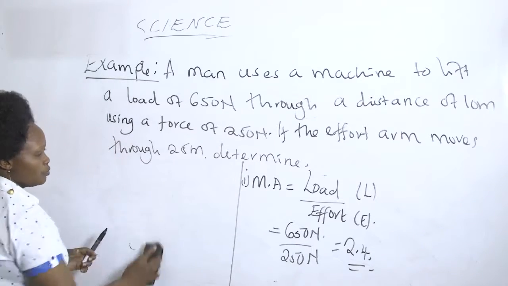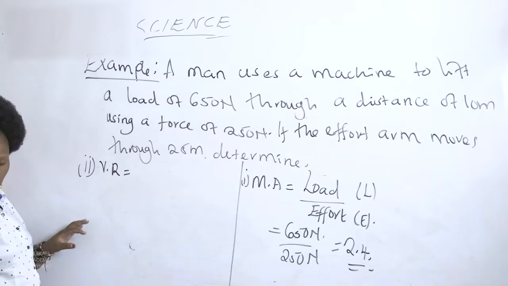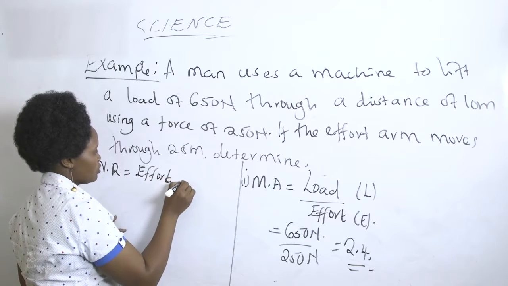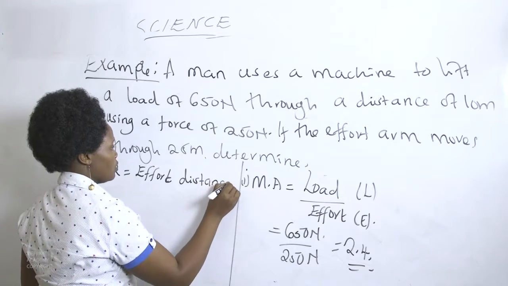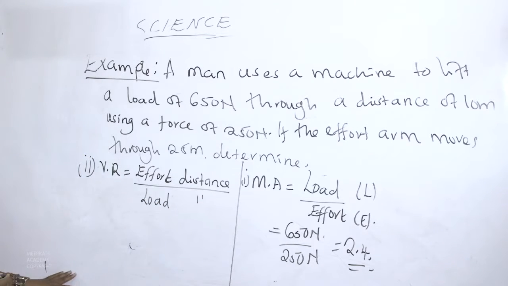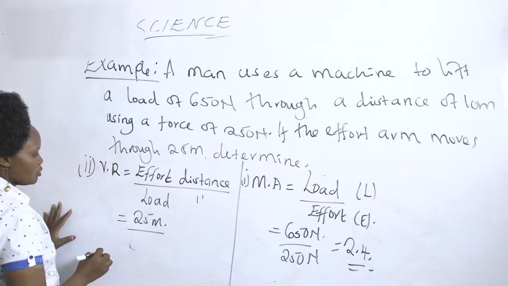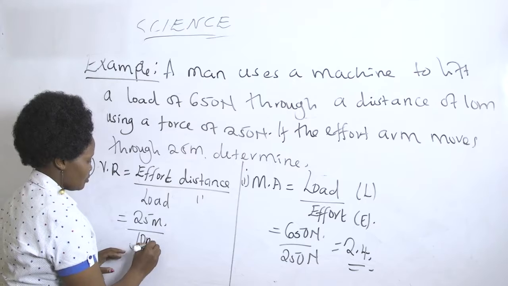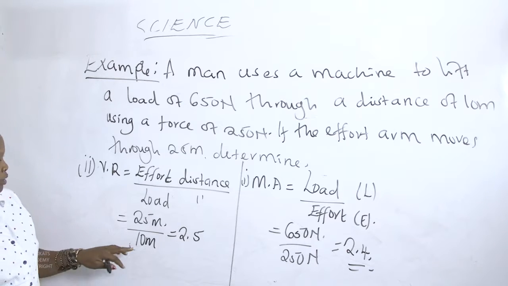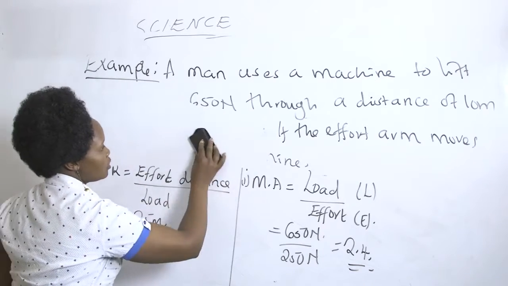Number two is the velocity ratio. Velocity ratio is given by effort distance divided by the load distance, and in our case the effort distance is 25 meters and the load distance is 10 meters, giving us a velocity ratio of 2.5. Again, it is a ratio of lengths. Therefore, we don't expect it to have a unit.